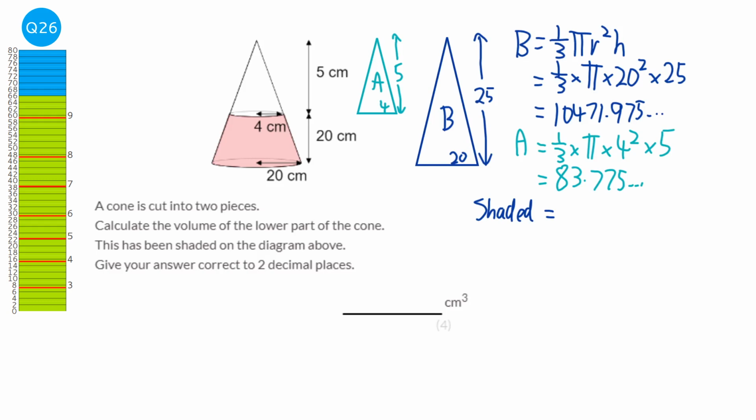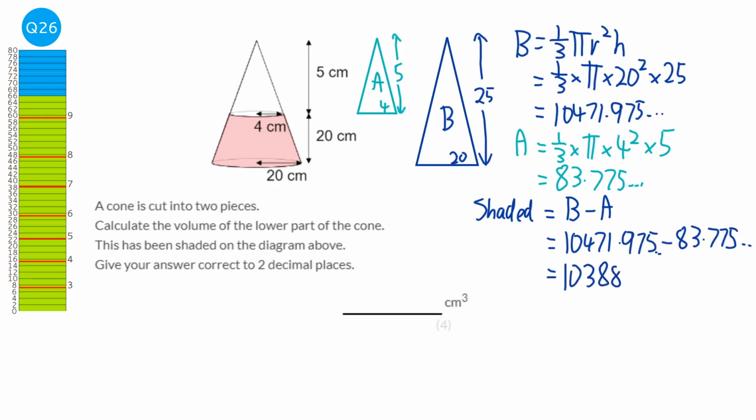we're just going to do the volume for B, take away the volume for A. So it's going to be 10,471.975, take away 83.775. And all those I'm going to keep in the calculator to keep the accuracy. And that gives us 10,388.199, blah, blah, blah. And to 2 decimal places, it's going to be 10,388.20.